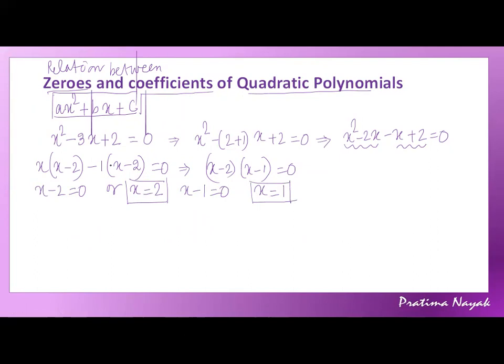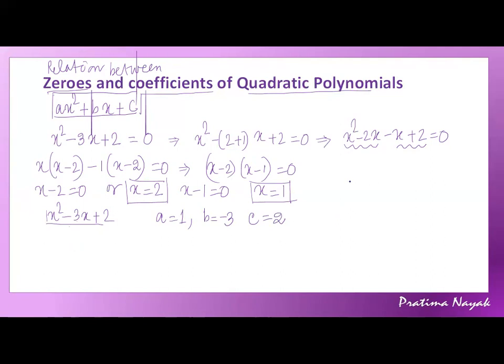Now x square minus 3x plus 2, if we compare with ax square plus bx plus c, gives you the value of a is 1, because there is a 1 hidden, not written. b is negative 3. Don't write only 3, negative 3. c is 2. What are the zeros? 2 and 1.